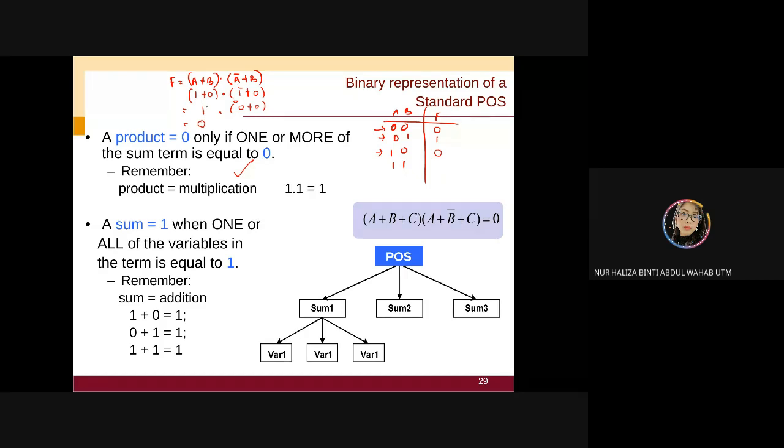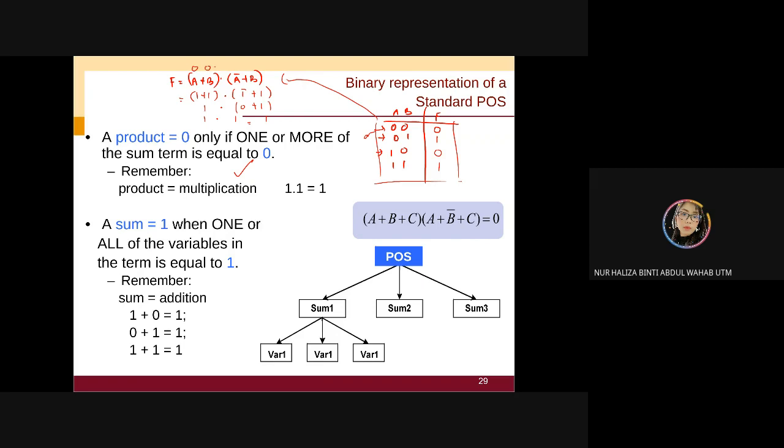Another one, last input. A is 1, B is 1. 1 plus 1 multiply with 1 bar plus 1. Here I get 1 dot 0 plus 1. Here I will get 1 dot 1 equal to 1. So here I'm going to get 1. This is manual, which is when you do it directly.